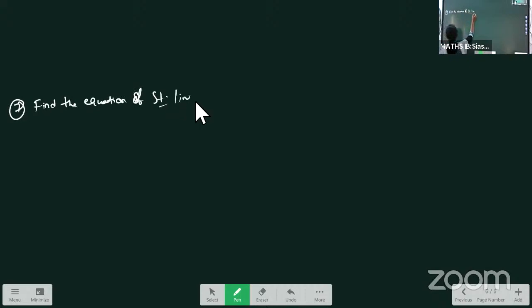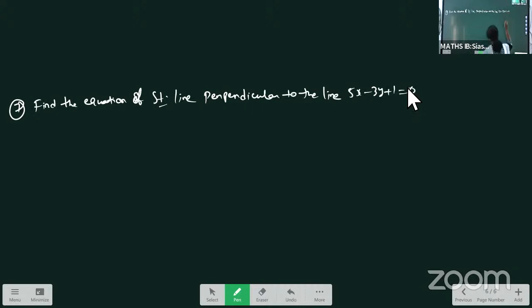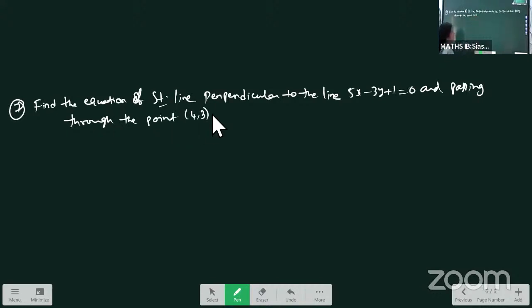Next. Find the equation of the straight line perpendicular to the line 5x minus 3y plus 1 is equal to 0, and passing through the point (4, 3).